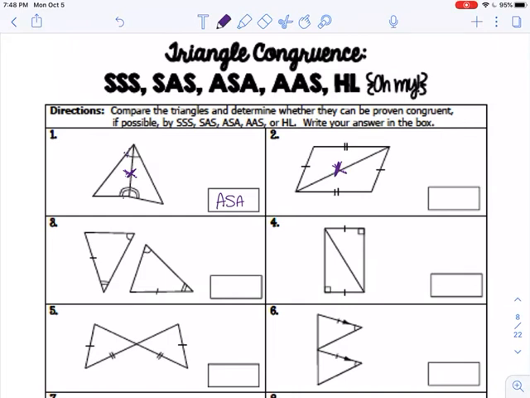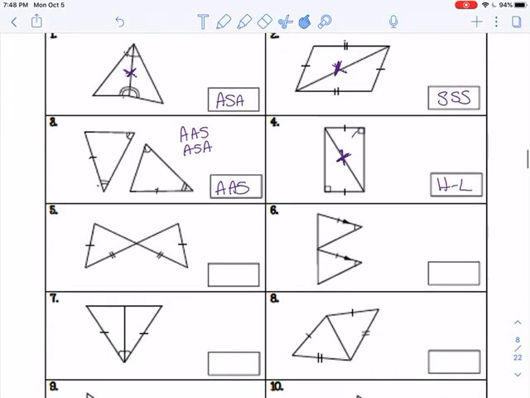Question 2. Again, these 2 share this side. So now why are the triangles congruent? Side, side, side. 3. I have 2 angles and a side, and 2 angles and a side. So 2 angles and a side is either angle, angle, side, or angle, side, angle. So the question is, is the side between the 2 angles? No, it's not. So this one is angle, angle, side. On 4, they share this side right here in the middle, and they have right angles. This is hypotenuse leg.